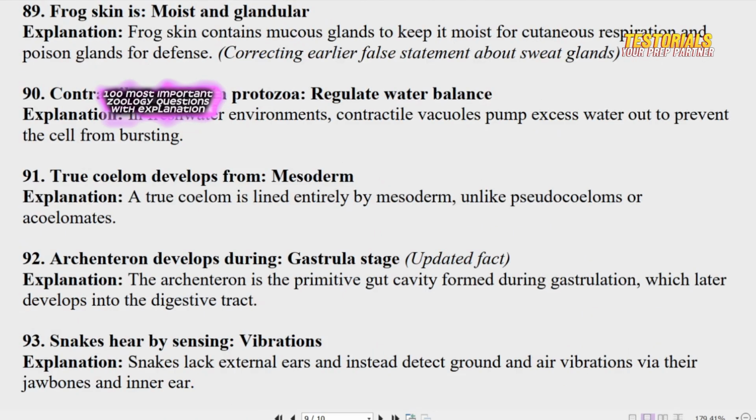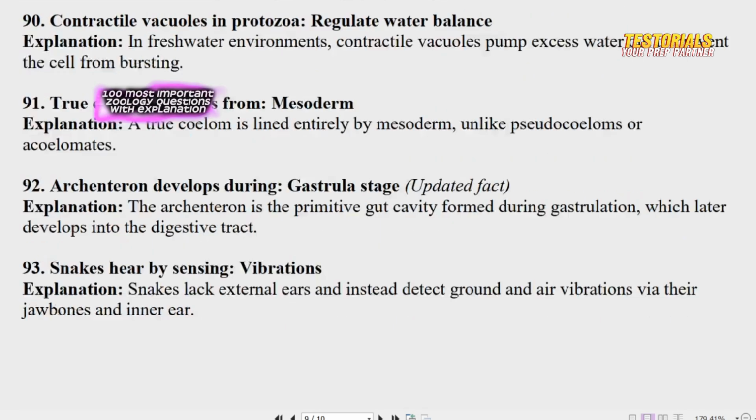90. Contractile vacuoles in protozoa regulate water balance. Explanation: In freshwater environments, contractile vacuoles pump excess water out to prevent the cell from bursting. 91. True coelom develops from mesoderm. Explanation: A true coelom is lined entirely by mesoderm, unlike pseudocoeloms or acoelomates.